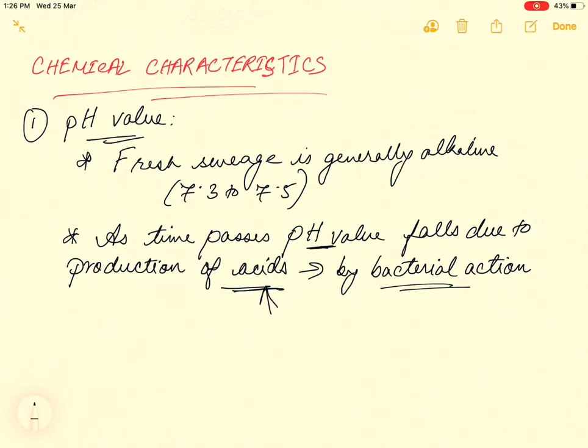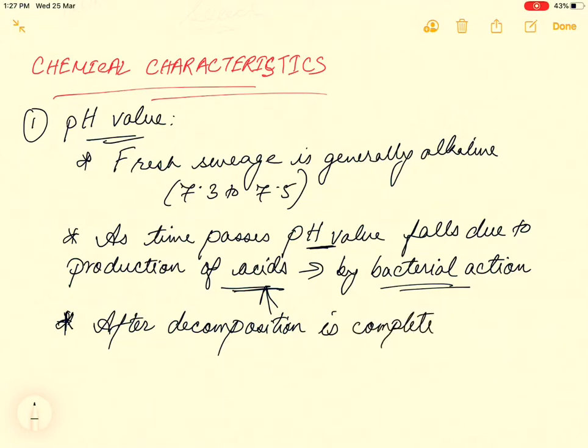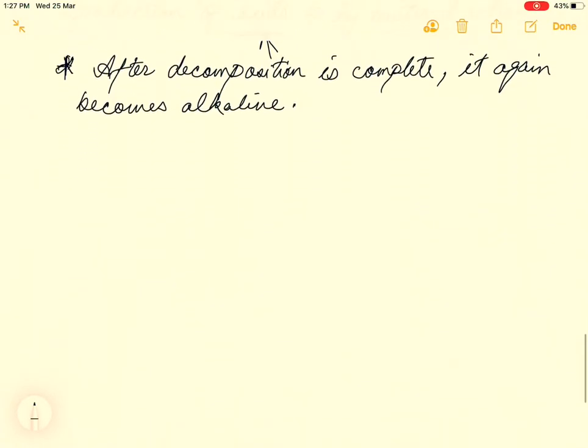But if you observe properly, after oxidation, meaning after decomposition is complete, it again becomes alkaline. Okay, so this is done.